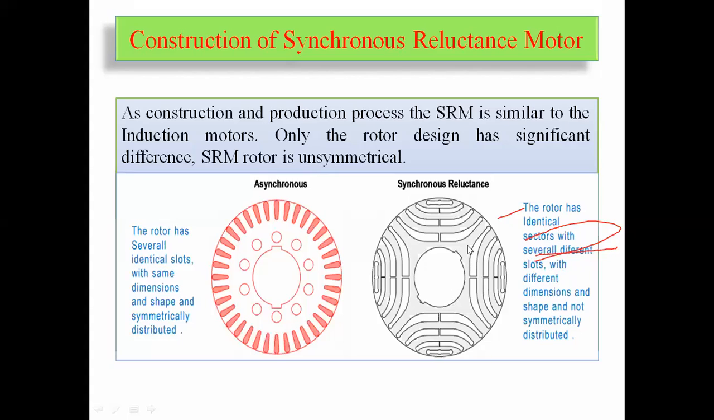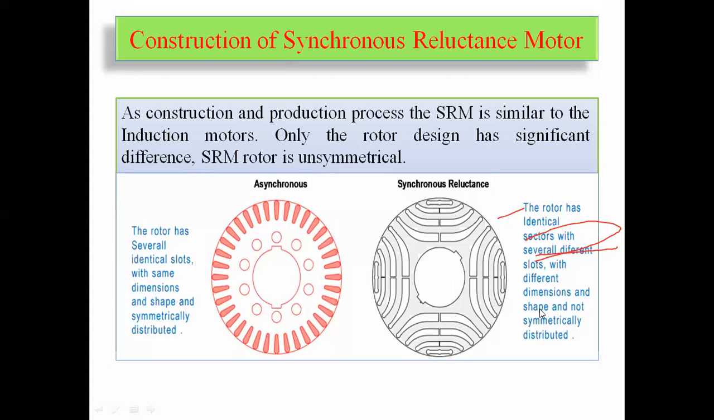The only difference is on the rotor side of the reluctance motor, there is only a difference in rotor construction. Here the rotor has identical sectors with several different slots. Here no windings are there. Here no aluminum or bars are there. This reluctance motor just has slots of different dimensions.